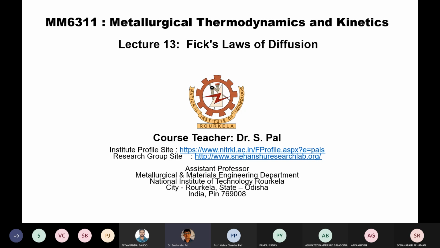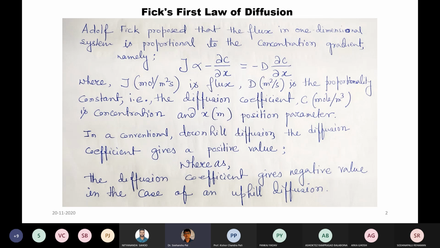So today we are going to discuss Fick's laws of diffusion, and those laws are based mainly on the concentration gradient. Adolf Fick proposed that the flux in a one-dimensional system is proportional to the concentration gradient. Now we have to understand how this flux is represented and how concentration gradients take place with respect to the movement of mass, or flux, from one portion to another through a particular region.